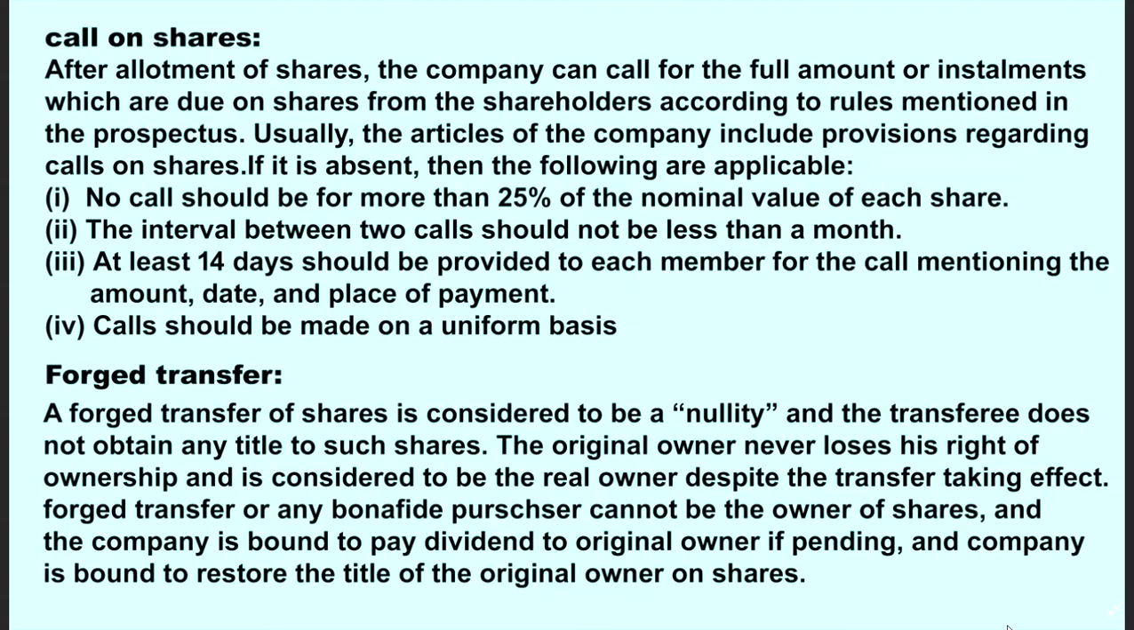taking effect. Through a forged transfer, even a bona fide transferee cannot be the owner of shares, and the company is bound to pay the dividend to the original owner if pending, and the company is bound to restore the title of the original owner on call on shares. If there is a forged transfer and the company mistakenly removes the title of the original owner, then the company is bound to restore the title of the original owner on shares if there is a forged transfer.